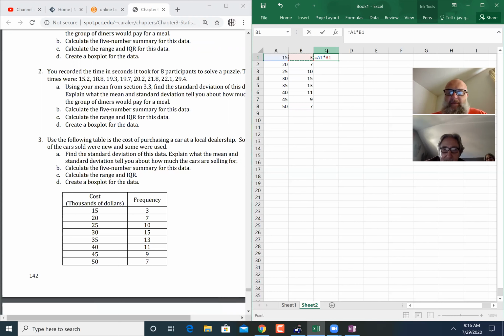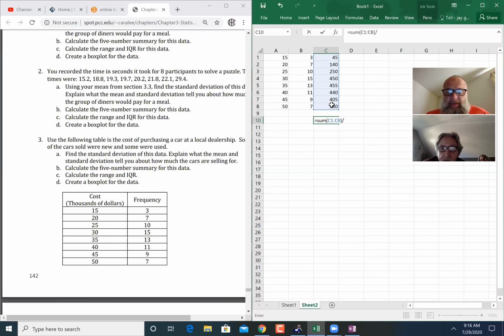And then paste that down. Then you take the sum of those. You multiply the top, and it's going to multiply every one of those since I dragged it down. So that's the sum, right?